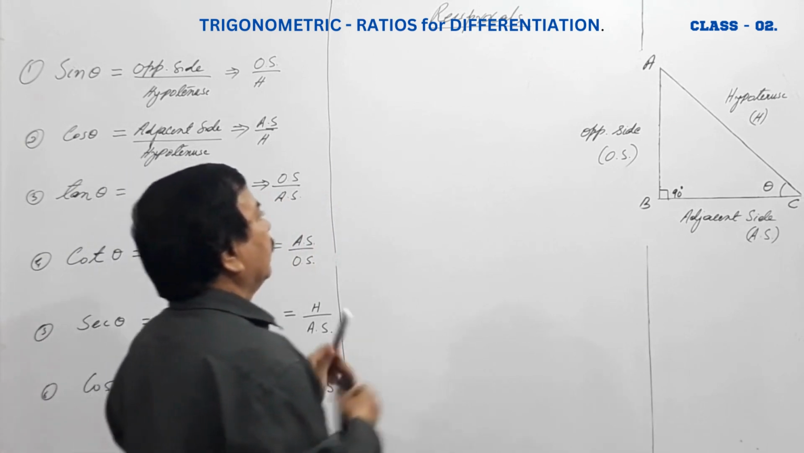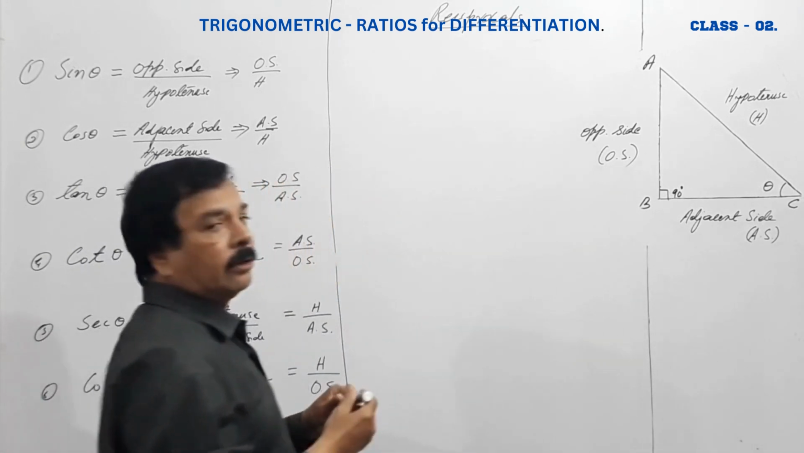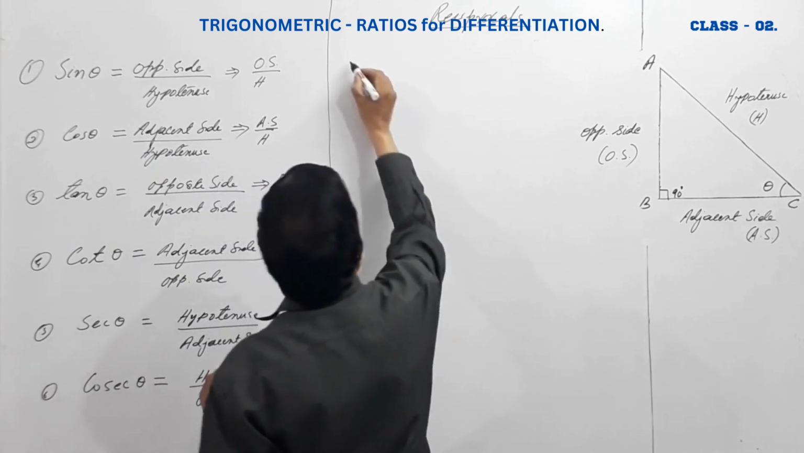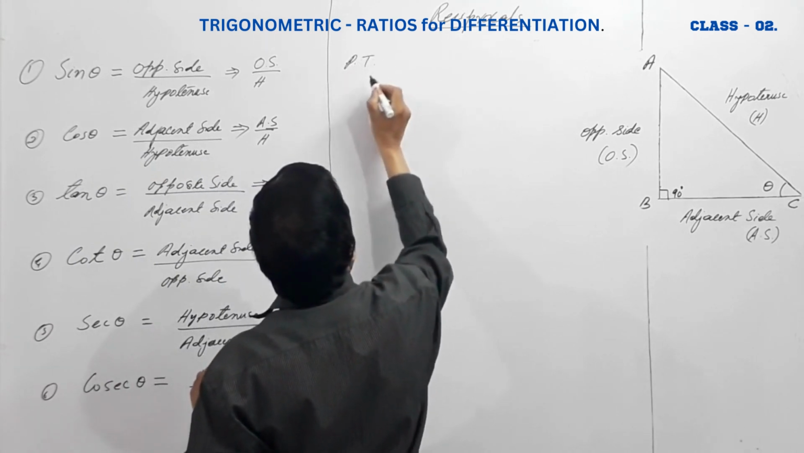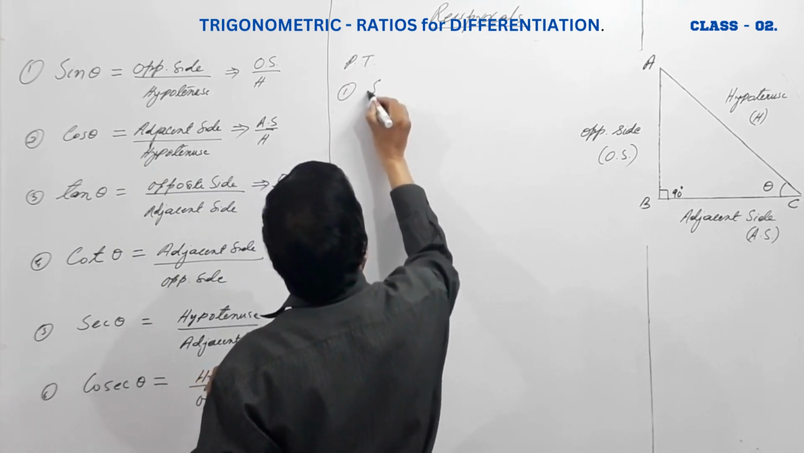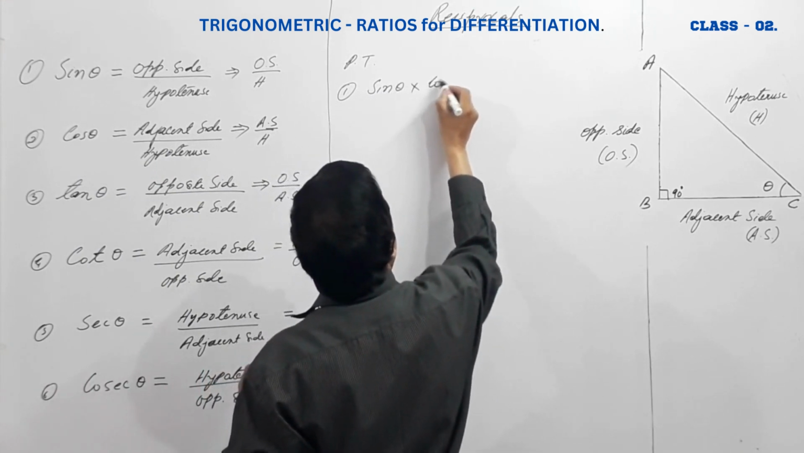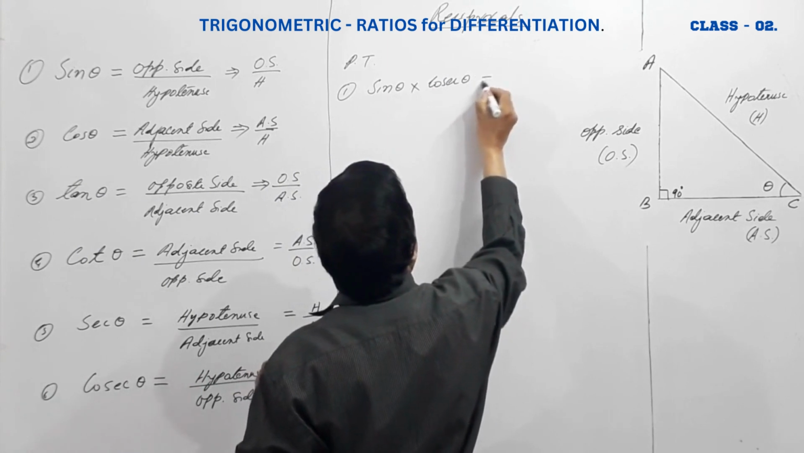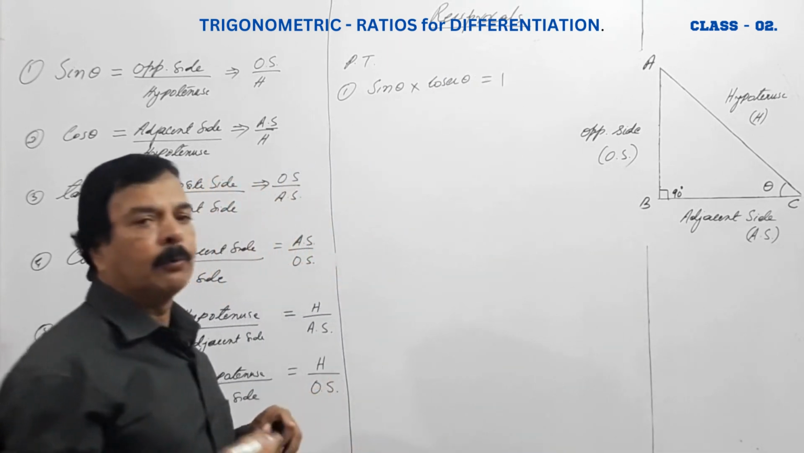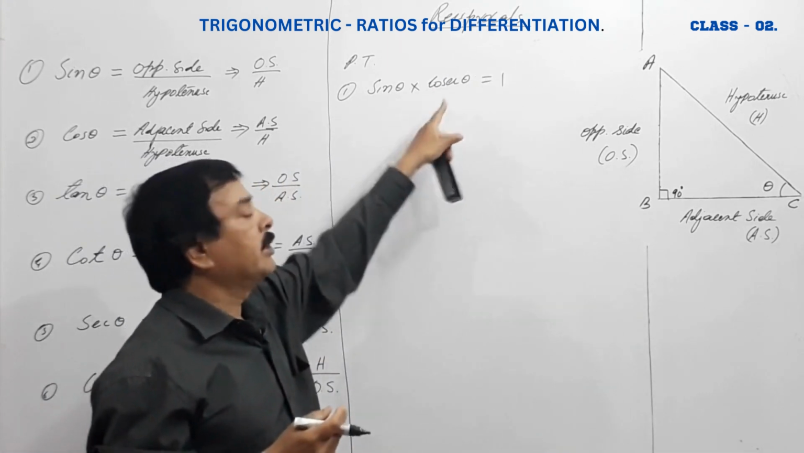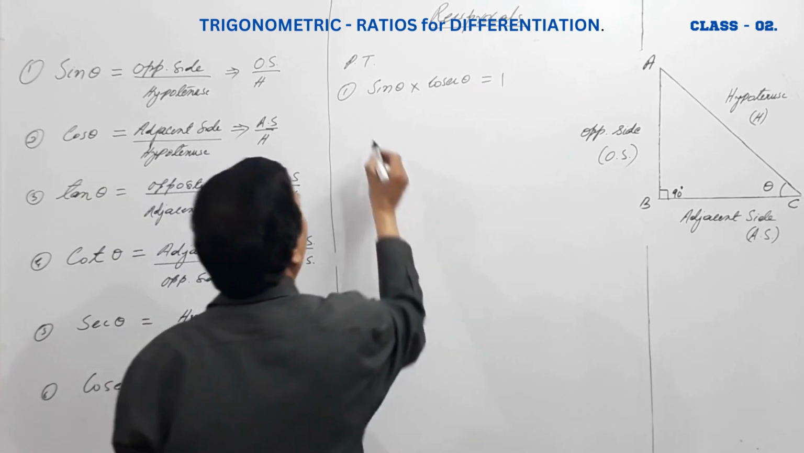Now, generally they ask you for 1 mark, that is, prove that first one, sin theta into cosecant theta equals to 1. You have to prove this, sin theta into cosecant theta equals to 1. So how do we go about it?